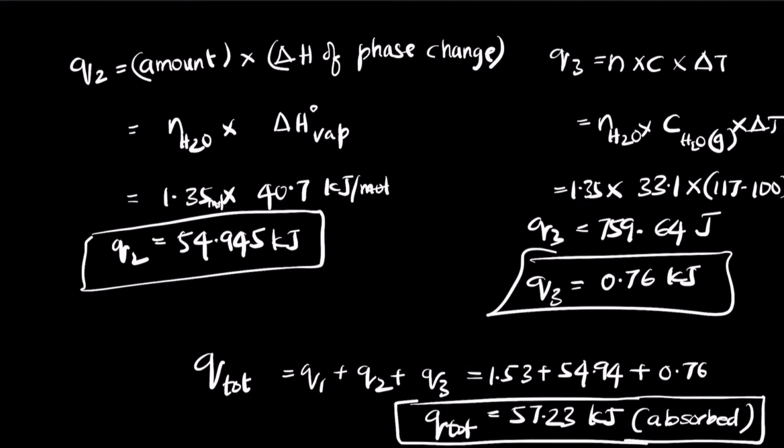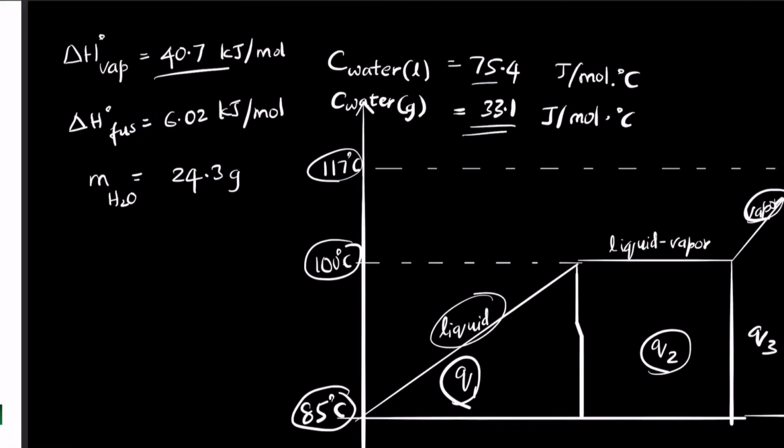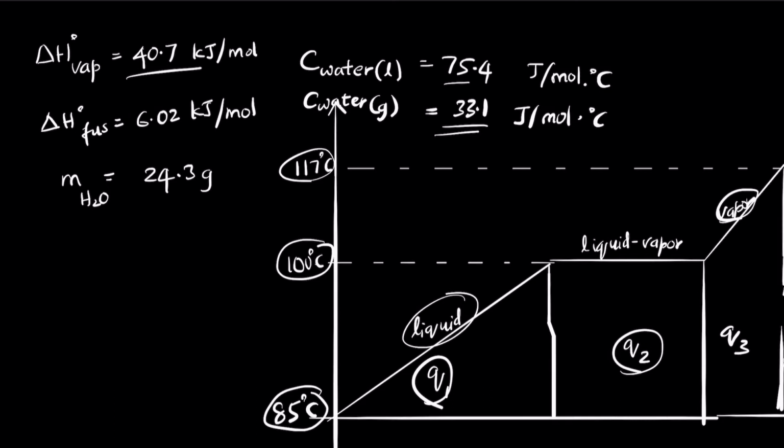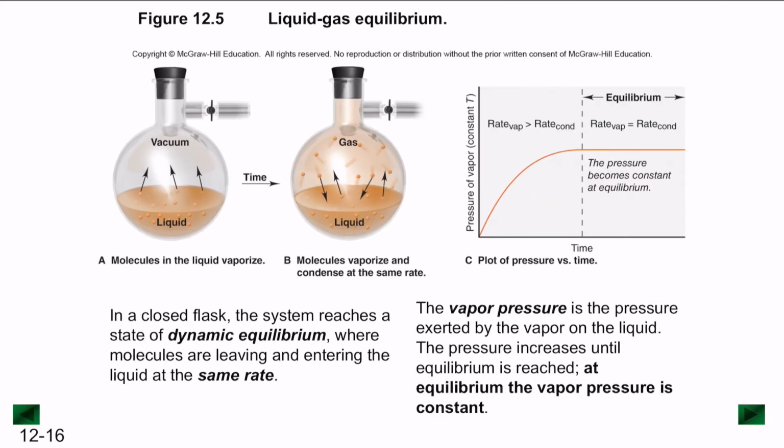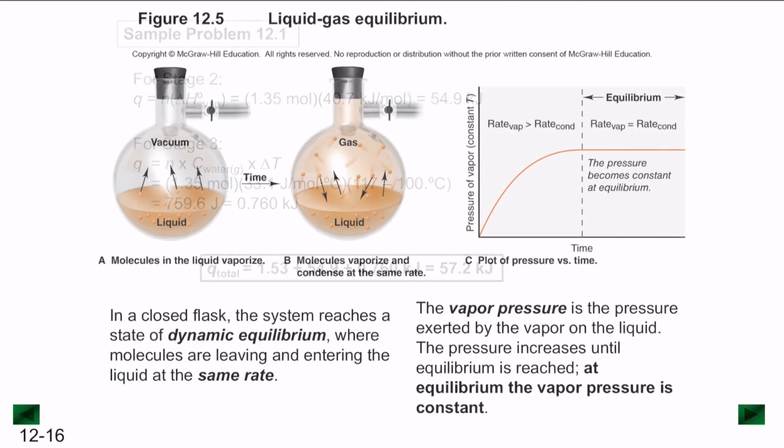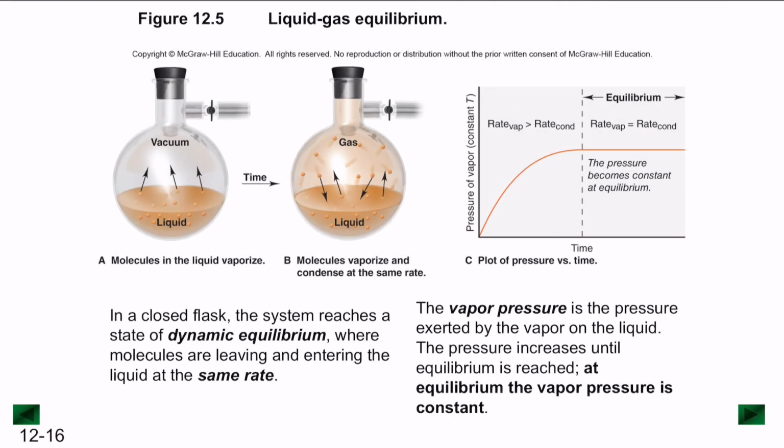So this is the idea of the problem and how you convert values. Remember that whenever it's a phase change, we use the enthalpy of fusion or vaporization. Whenever it is a temperature change, we choose the specific heat of water and the temperature change. So this is how you can solve a problem that involves temperatures. Next, let's discuss vapor pressure.